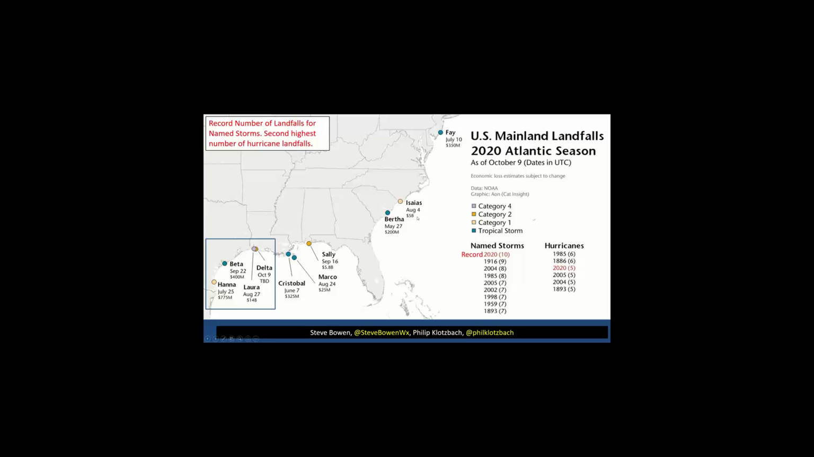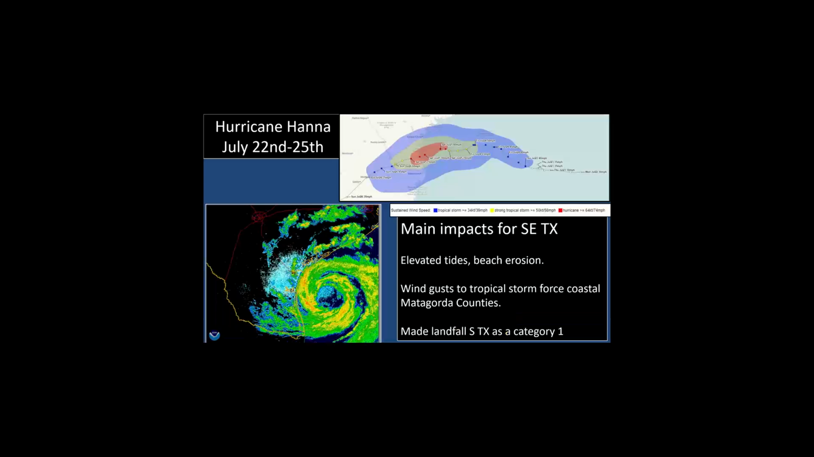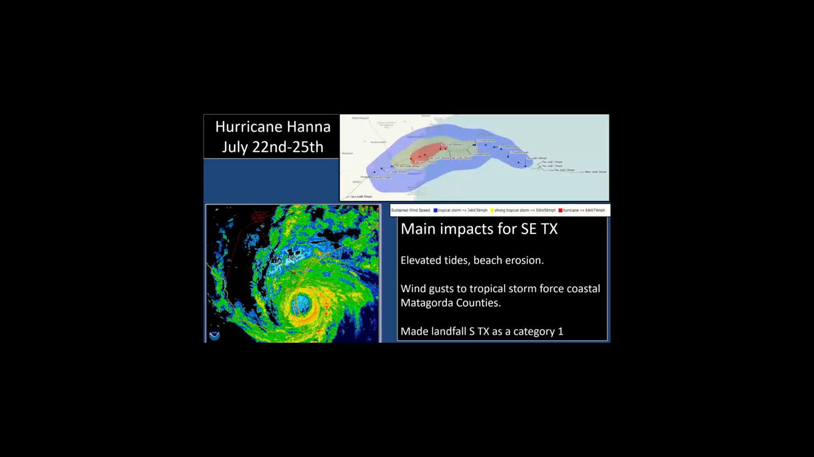$1 billion storms. We don't have the record for number of hurricanes making landfall yet, but we're just one behind these years, 1985 and 1886. So that's another record we hope not to break, but we certainly could. So let's take a look first at Hurricane Hannah.